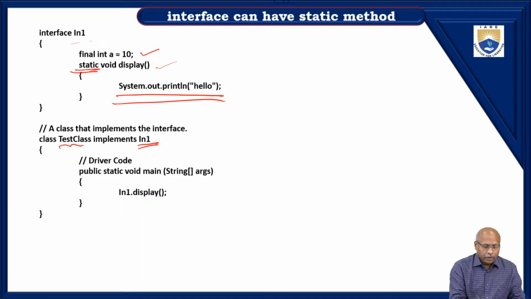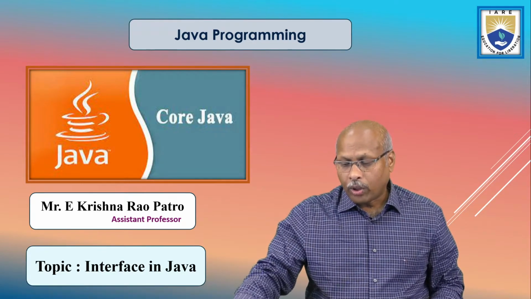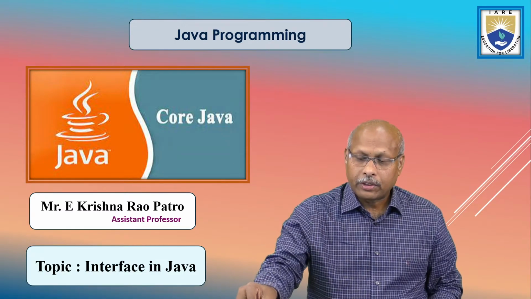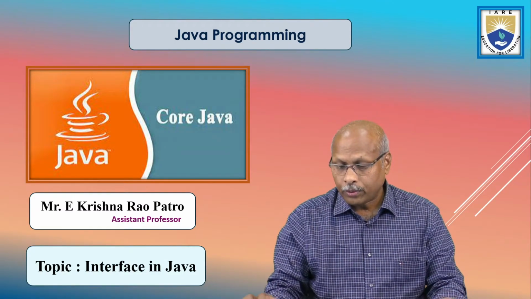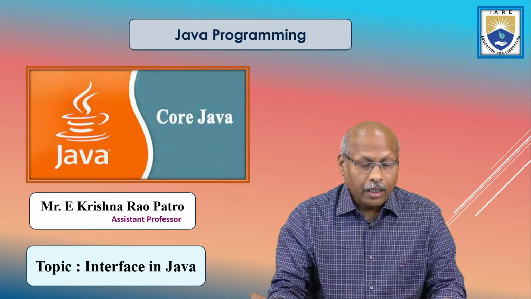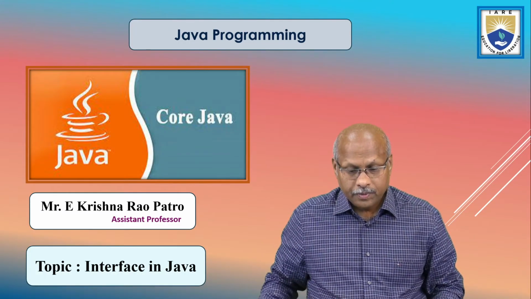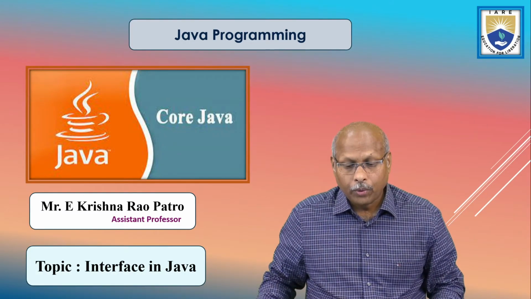So now, while invoking that method, you should call through the interface. Because I have implemented this, I can call In1.display, so that this method you can call directly. Okay, now I will show you how you can execute these methods. Try to see how you can use a static method as well as how you can use a default method. Now let us see one program for this.